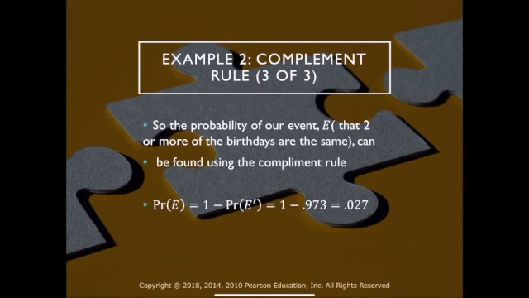So the probability of our event, that 2 or more birthdays are the same, can be found using the complement rule. The probability of our event is going to be 1 minus the probability of its complement. It's 1 minus 0.973, so I'd get 0.027, so about 0.03 or 3%. So if I choose 5 people at random, the likelihood that at least 2 of them have the same birthday is 3%.